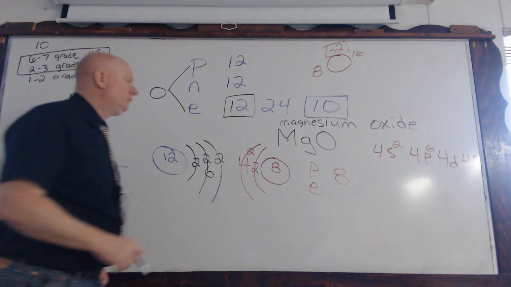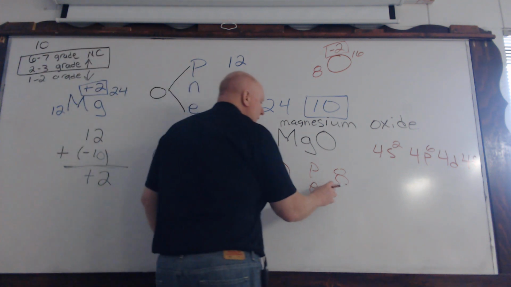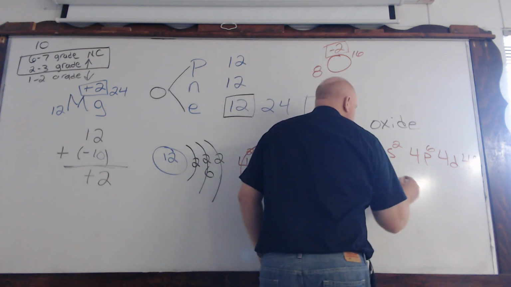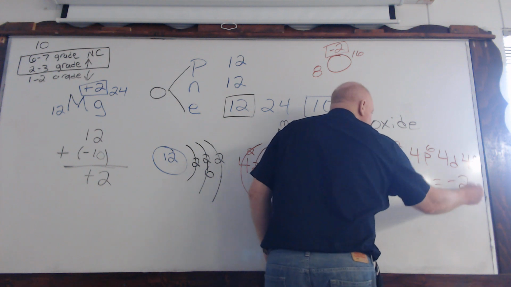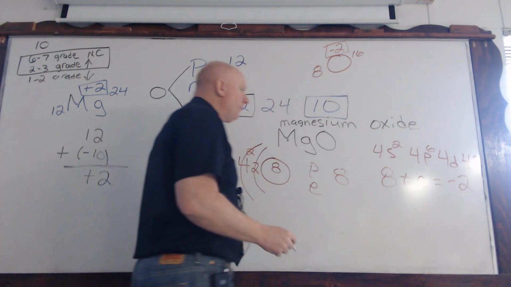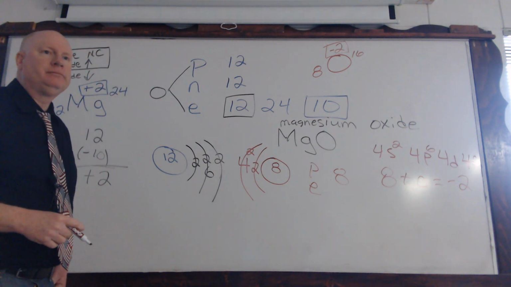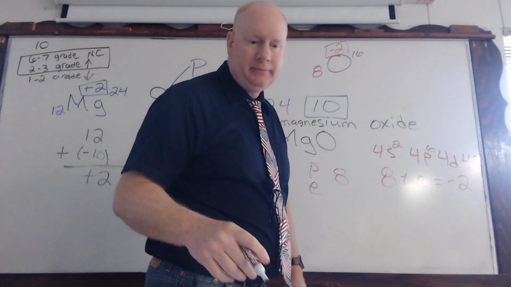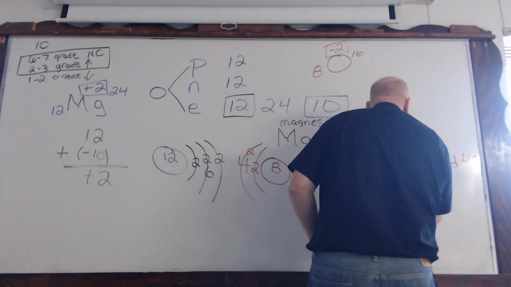What is it that we would add to this to get a -2? In other words, 8 plus our negative charge of electrons equals a -2. In other words, how many more electrons would we have to have? 2 more. That's right. So that matches that charge then.